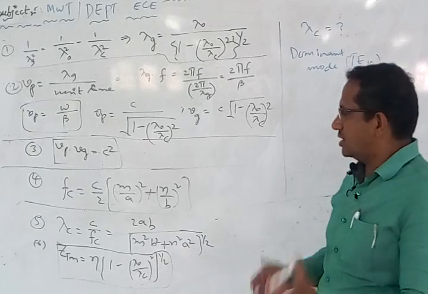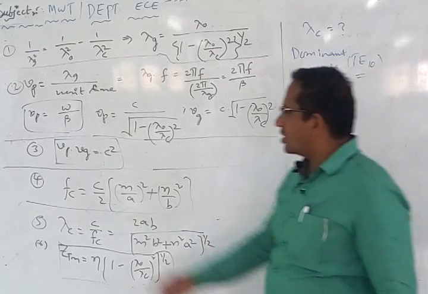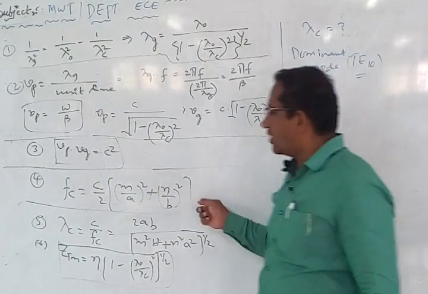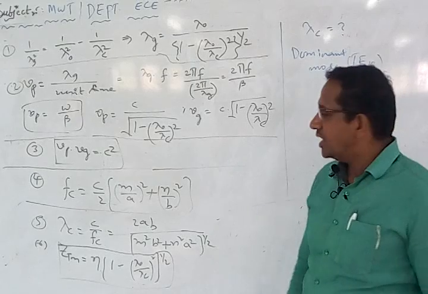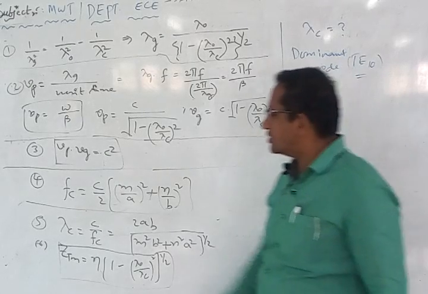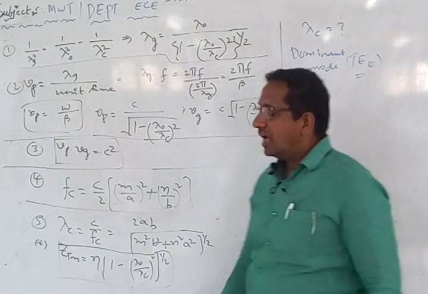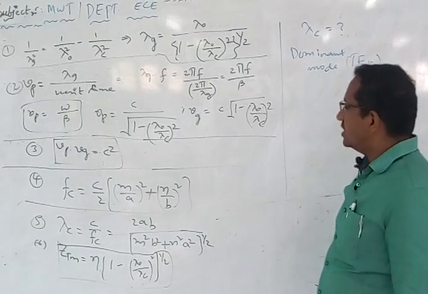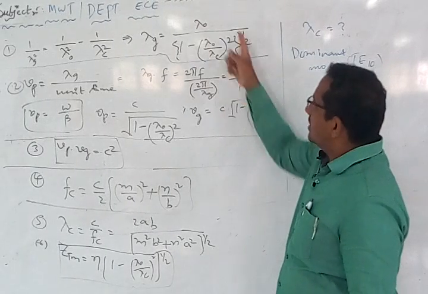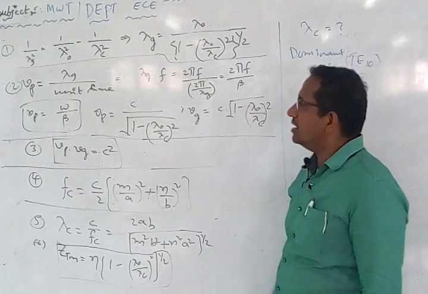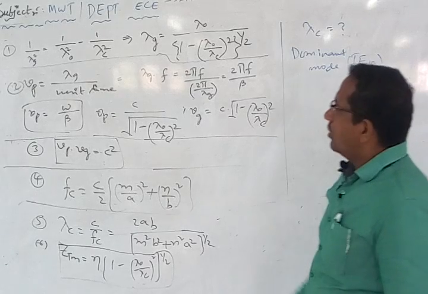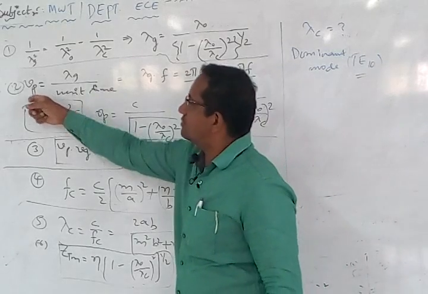If in the question they ask us to find the cutoff frequency, this is the formula to find the cutoff frequency. And sometimes we are asked to find the characteristic impedance, and this is the formula. So if you know this formula, the rest of the formulas are going to be very easy for us. Now the next formula is for the phase velocity.